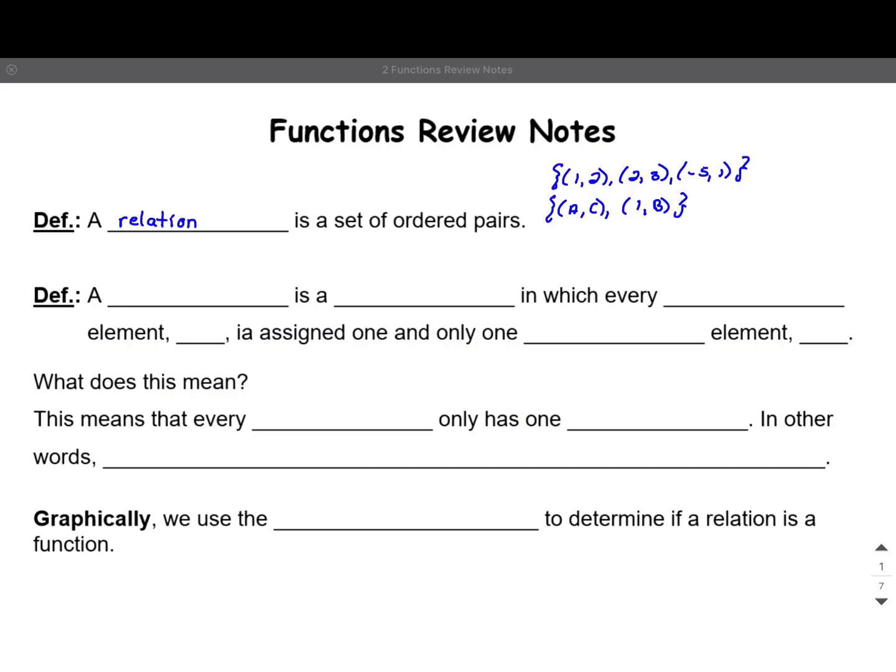Now comes a function. A function is a relation, which means it's a set of ordered pairs, in which every domain element, x, is assigned one and only one range element, y. So what does that mean? That means that every x value only has one y value. In other words, the x values do not repeat.